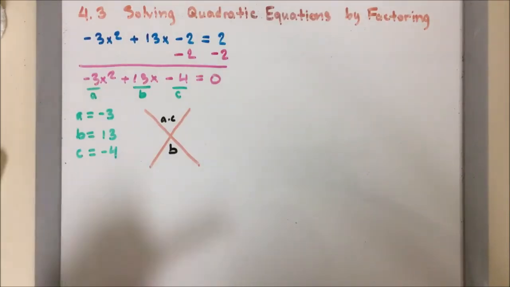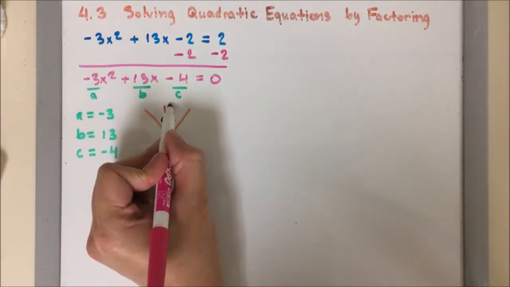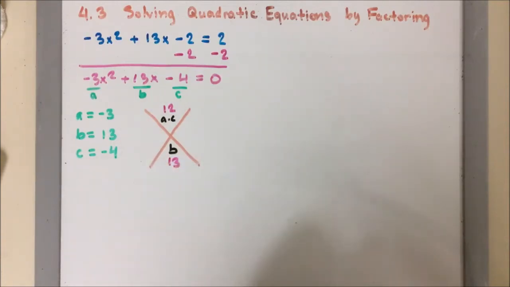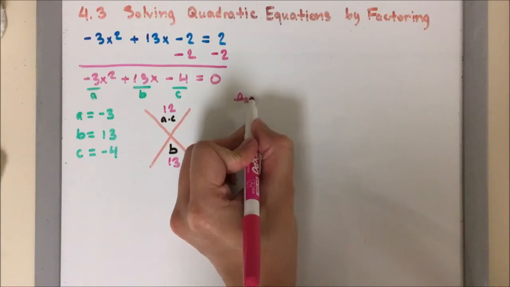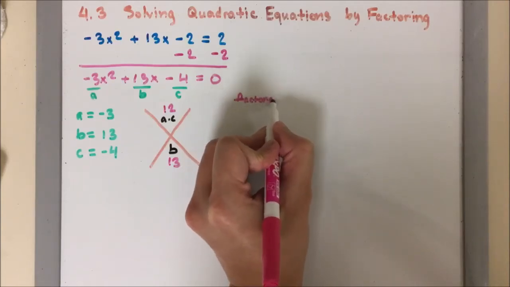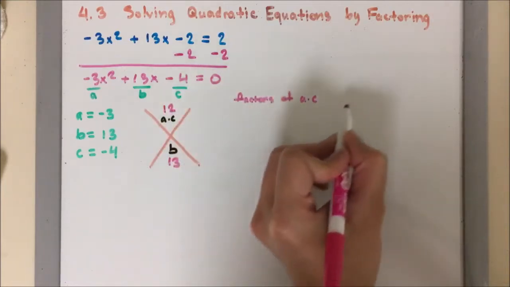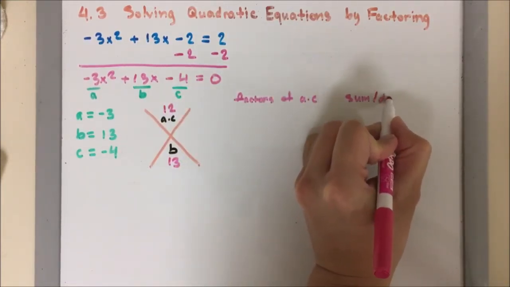So, A times C, negative 3 times negative 4, is positive 12. And my B value is 13. So I'm simply going to look for factors of A times C, in this case positive 12, and then sum or difference.